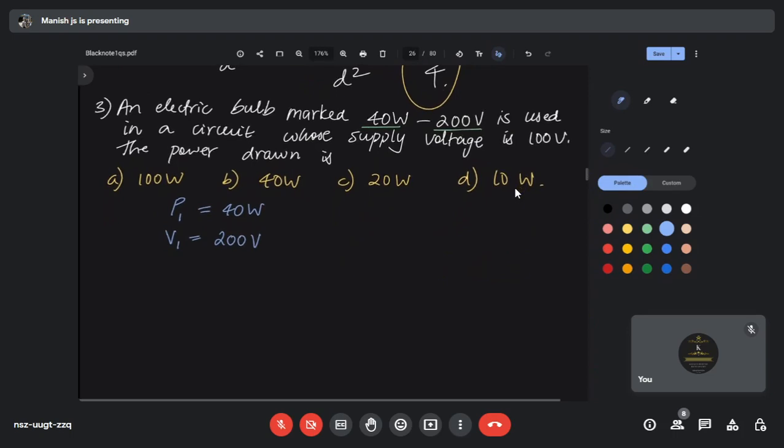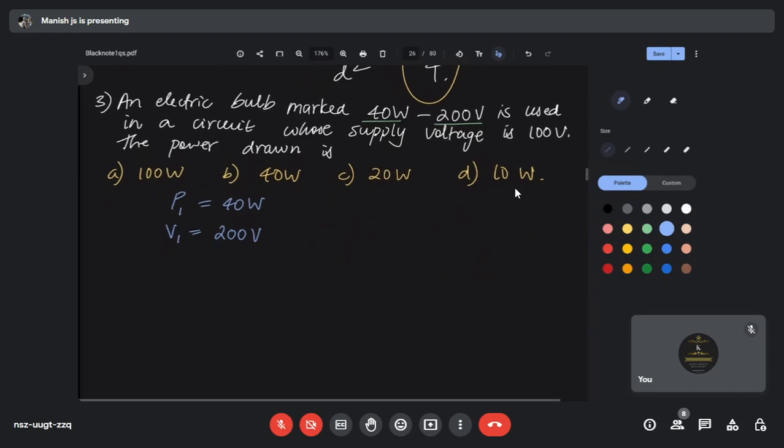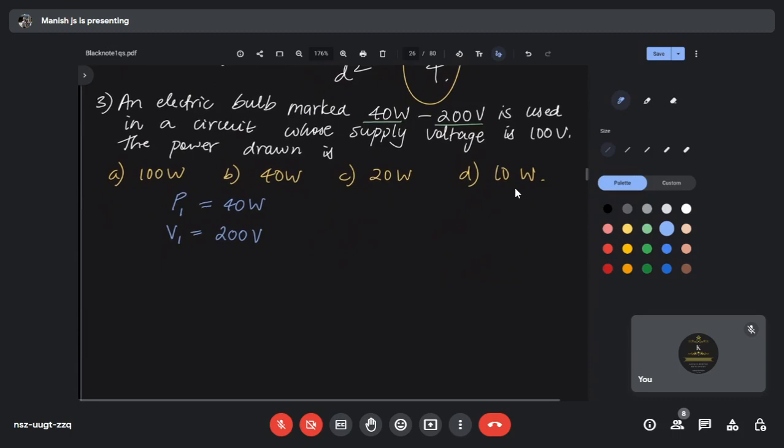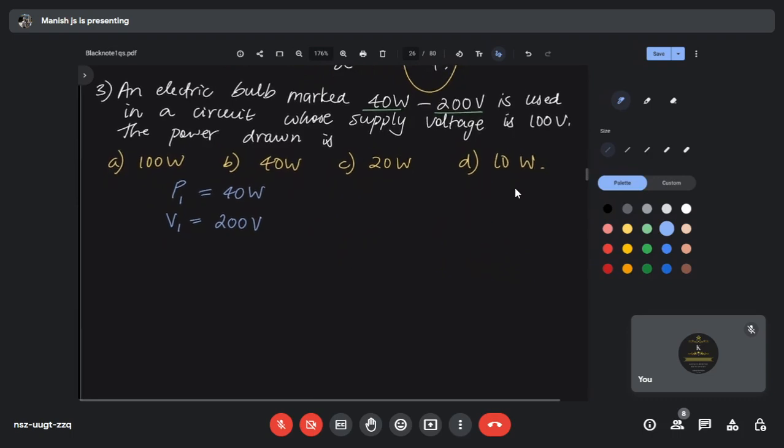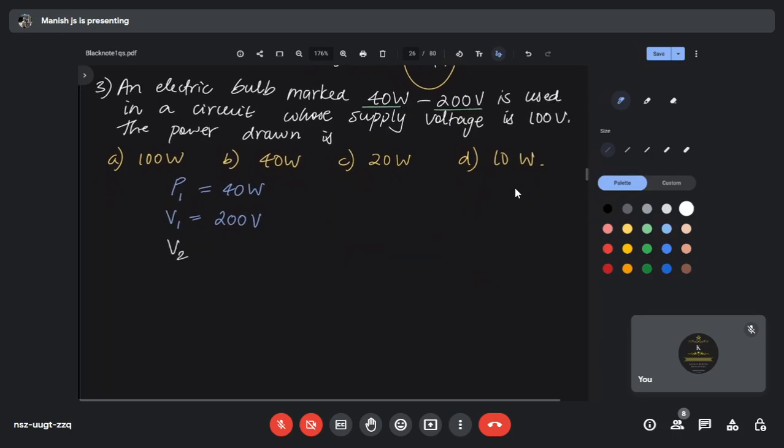Now they are telling that if we connect this same bulb to a 100 volt supply, what will be the power drawn? That is the question, understood? So when connected to a 200 volt supply, this bulb draws 40 watts. If we connect the same bulb to a 100 volt power supply, what would be the power drawn by the same bulb? The bulb is not changing, the bulb is the same. So they have given us V2 and they are asking us what is P2. As simple as that. So let's see how to do this.